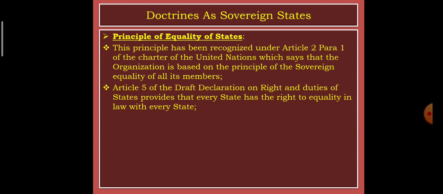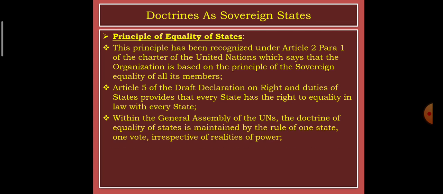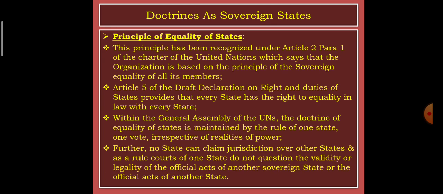Again, under the Draft Declaration on Rights and Duties of States, Article 5 provides that every state has the right to equality in law with every state. So, this part states the right of equality of every state. Again, within the General Assembly of the United Nations, the doctrine of equality of states is maintained by the rule of one state, one vote, irrespective of realities of power. That is the realities of power we can understand. There are powerful countries like America, and not so powerful countries like Pakistan, Bangladesh, Sri Lanka, but there is one vote, one state.